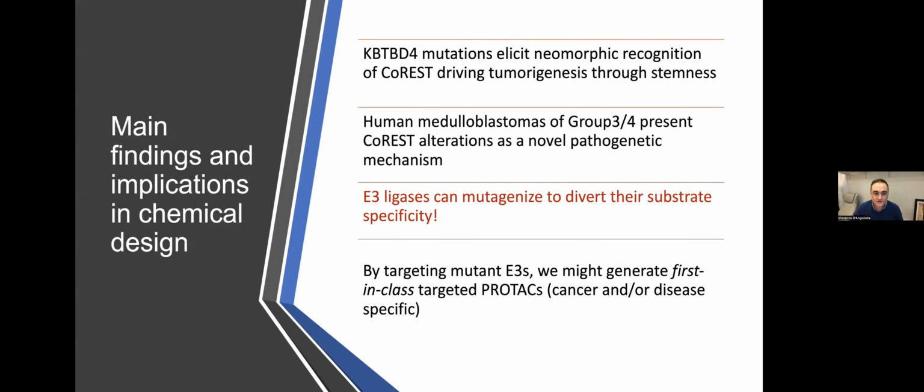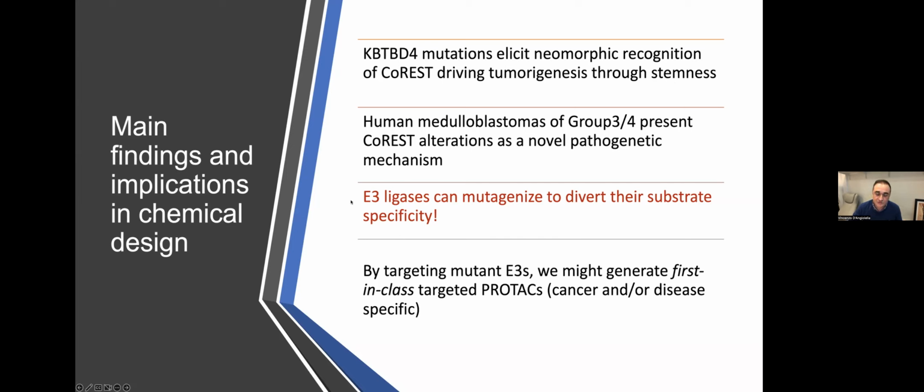So I would like to summarize a little bit what I've shown you so far. We have identified KBTBD4 mutations that elicit neomorphic degradation of CoREST, and these drive tumorigenesis, we think through stemness. I think there is also another implication of our finding: human medulloblastoma group 3-4 present CoREST alterations that are well beyond the mutation, which could be a novel pathogenetic mechanism.